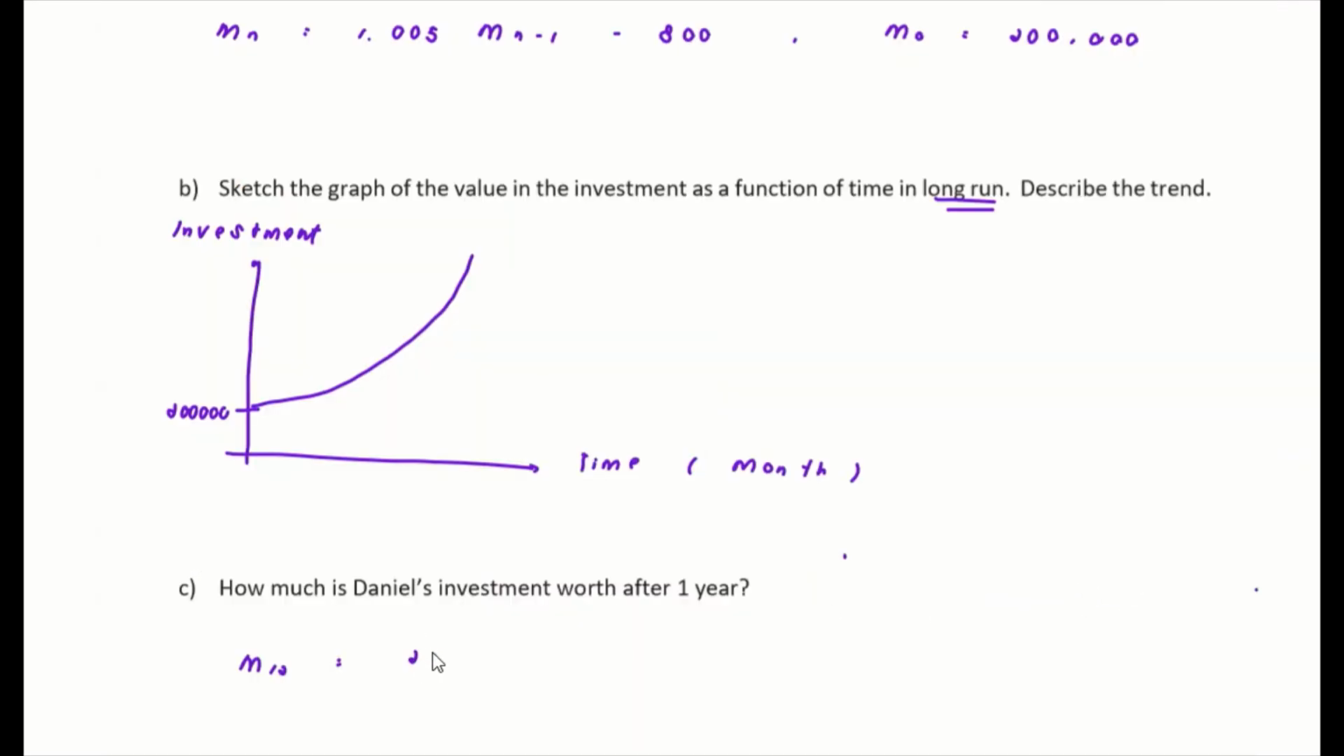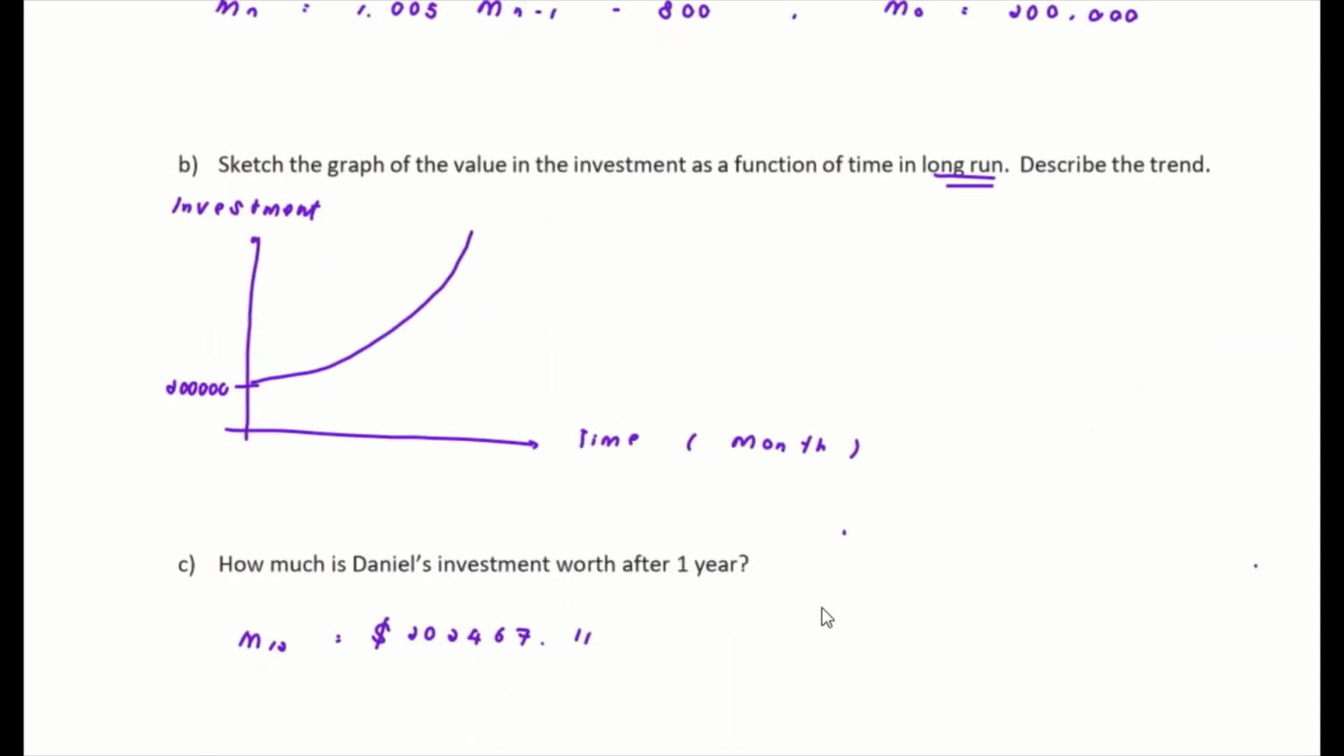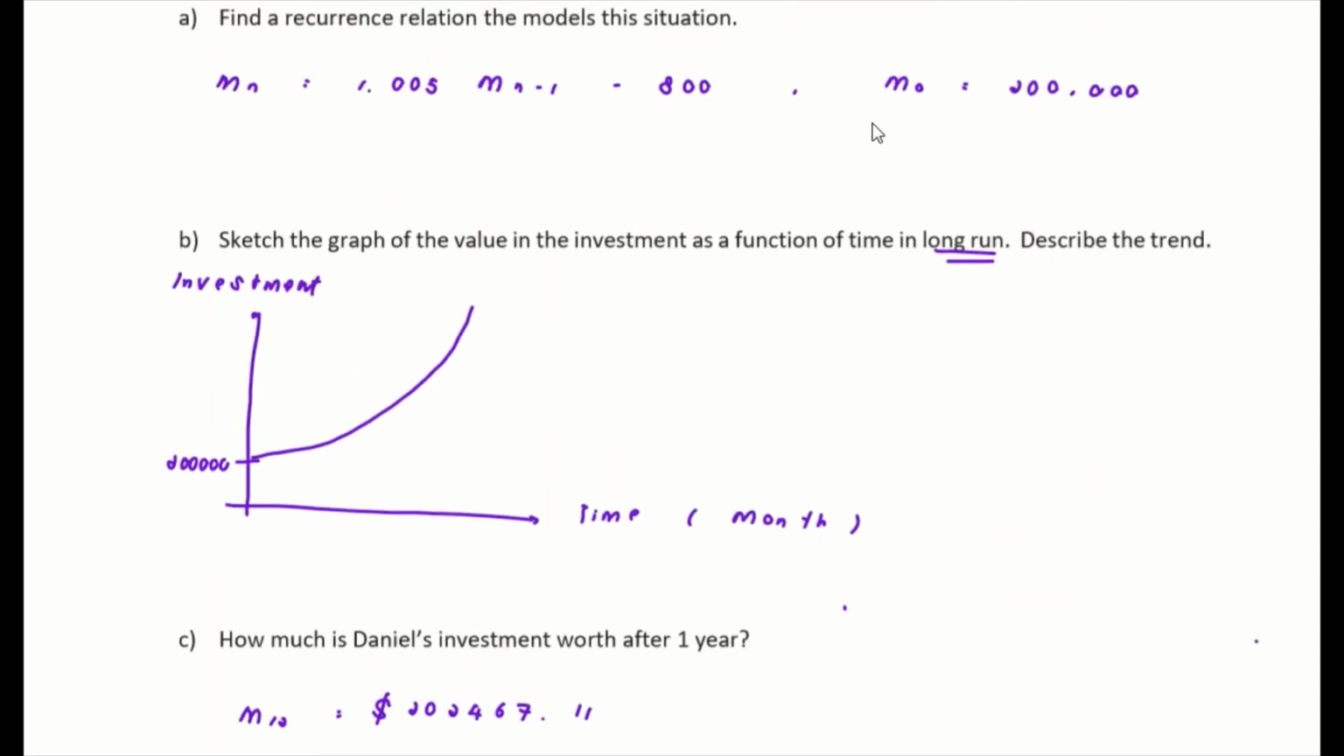202467.11. So remember, this is money, so that's why two decimal places. Okay, so that's the idea. So you should check it out like that. I hope that you get it because it's M0 here. You are writing M12, but in your calculator, this is your M1. So you are reading M13 for your M12 here.